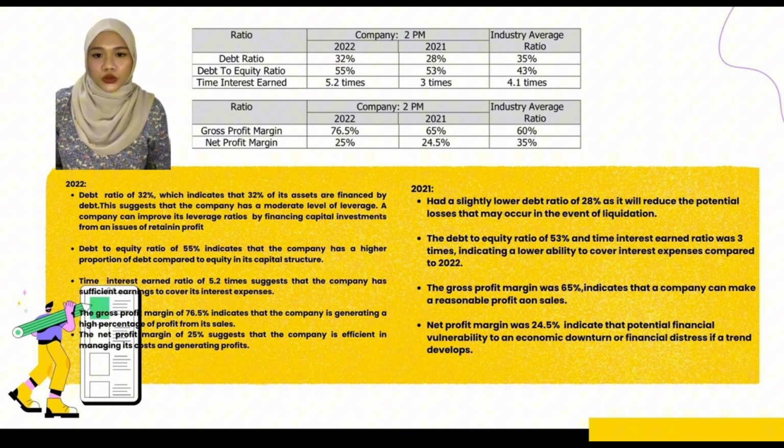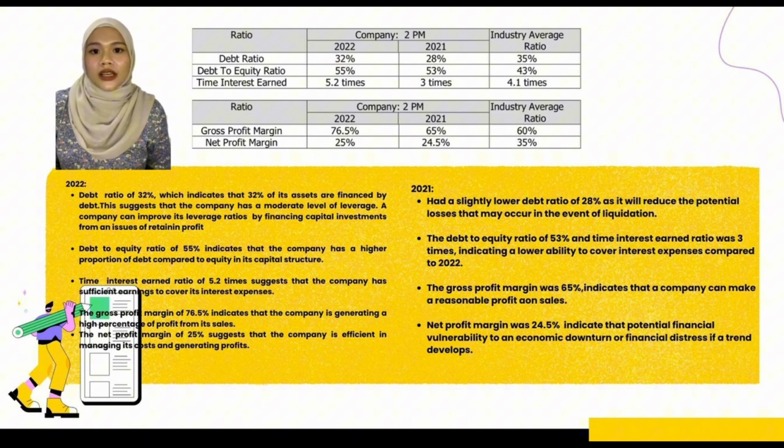For 2022, the debt ratio is 32%, which indicates that 32% of its assets are financed by debt. This suggests that the company has a moderate level of leverage. A company can improve its leverage ratio by financing capital investment from an issue of retained profit. The debt to equity ratio of 55% indicates that the company has a higher proportion of debt compared to the equity in its capital structure.